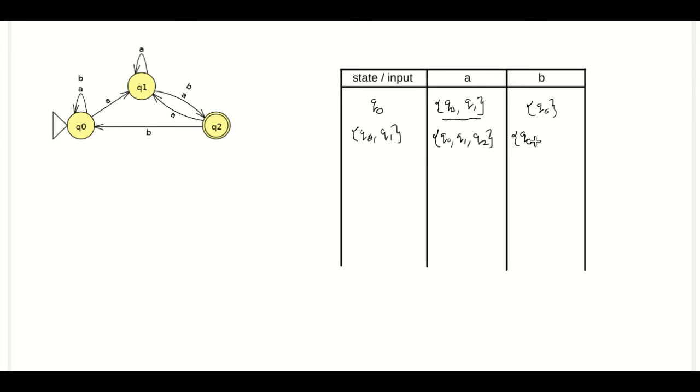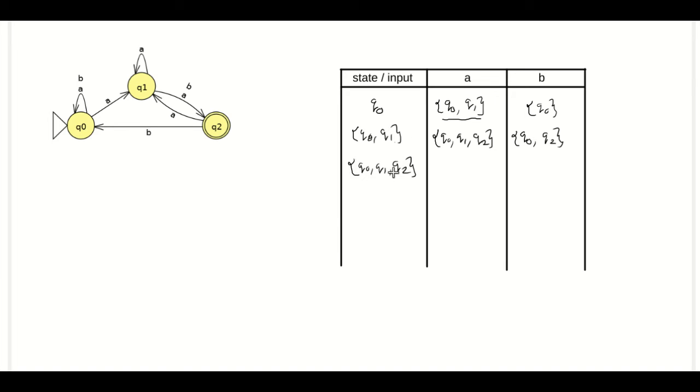Q0 on B, it is going to state Q0. And Q1 on B, it is going to state Q2. We will write Q2 here. Now we got two new states: Q0 Q1 Q2 is a new state, and Q0 Q2 is a new state. First let us note down the state Q0 Q1 Q2 here.